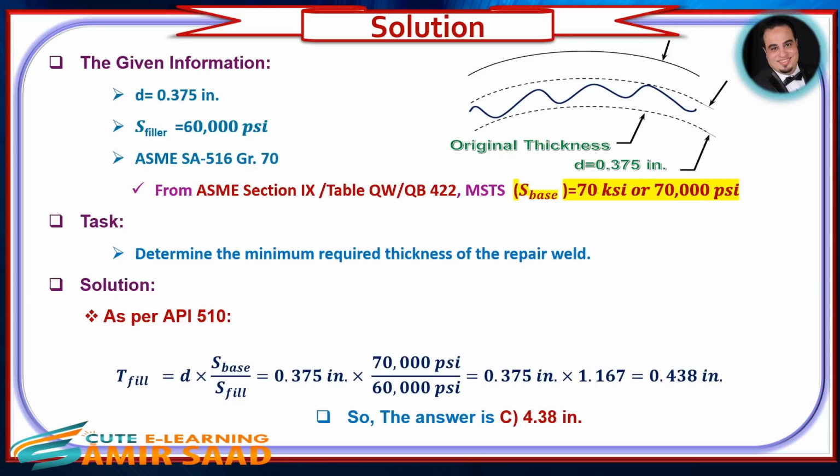Solution: as per API 510, the minimum required thickness of the repair weld equals the depth of base metal lost times the ratio of the minimum specified tensile strength of the base metal and the minimum specified tensile strength of the filler metal. Plug the given values into the formula. So, the answer is C, 4.38 in.